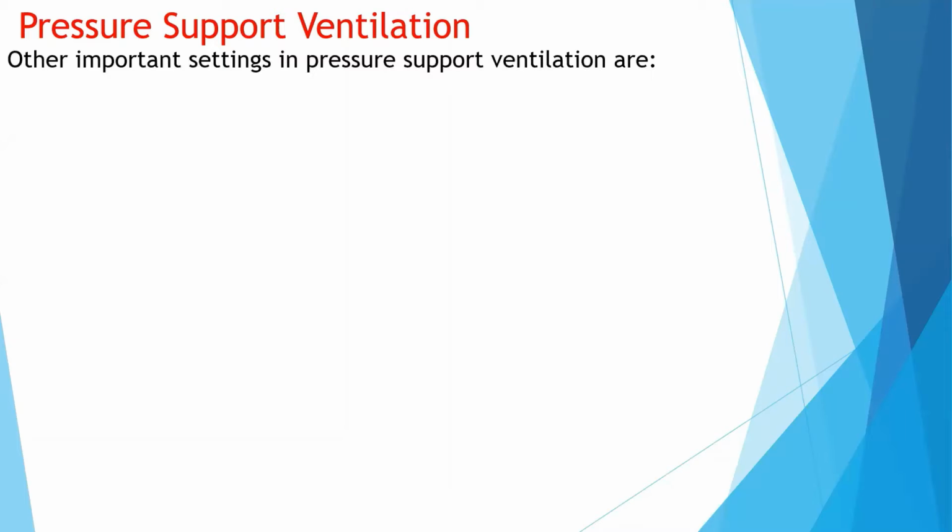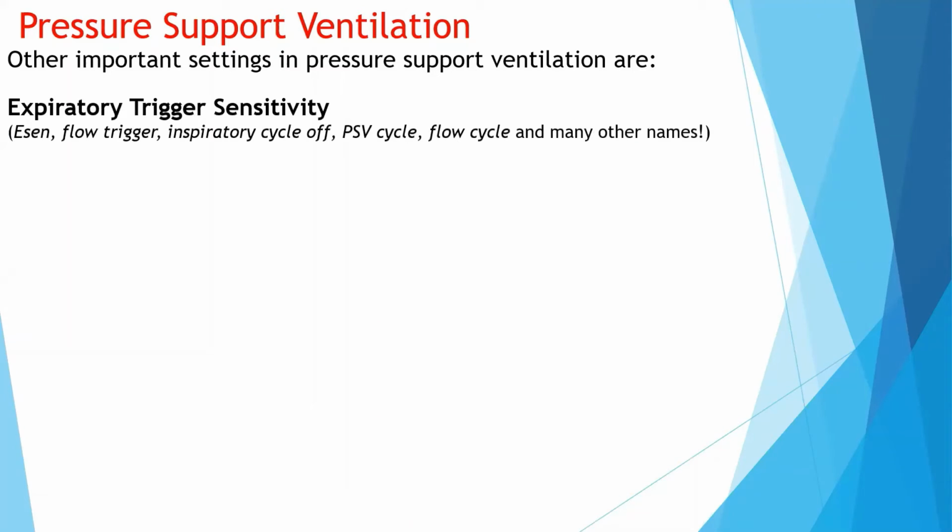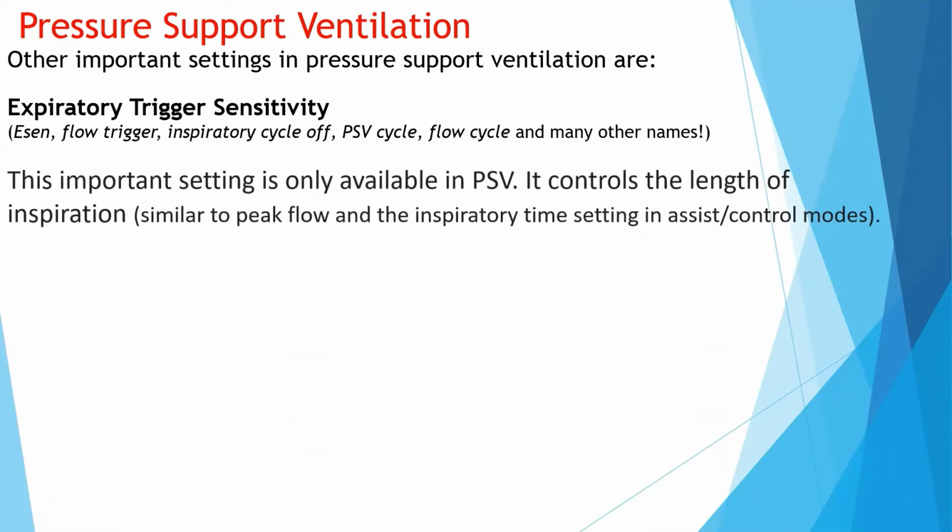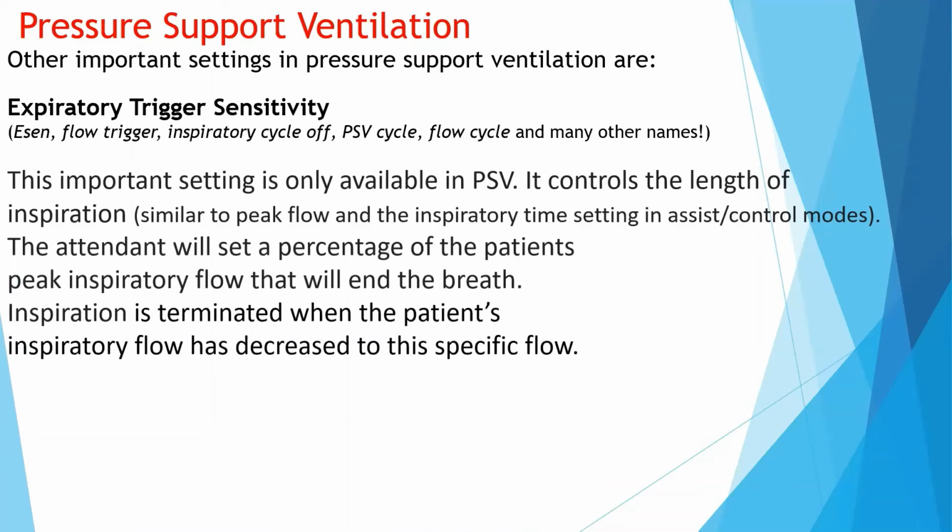Other important settings in pressure support ventilation are something called the expiratory trigger sensitivity. It goes by many names: E-sense, flow trigger, inspiratory cycle off, PSV cycle, flow cycle, many names. This important setting is only available in pressure support ventilation. It controls the length of inspiration, similar to peak flow and inspiratory time settings in assist control modes.